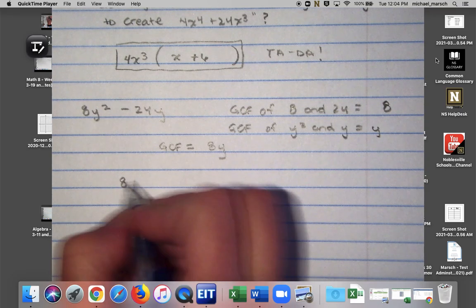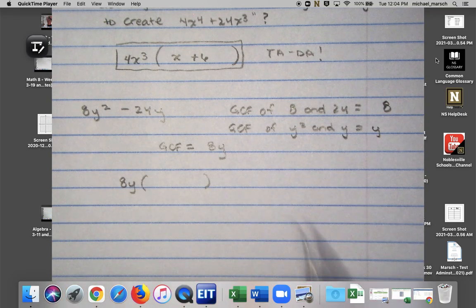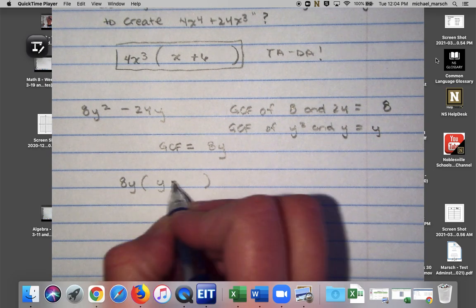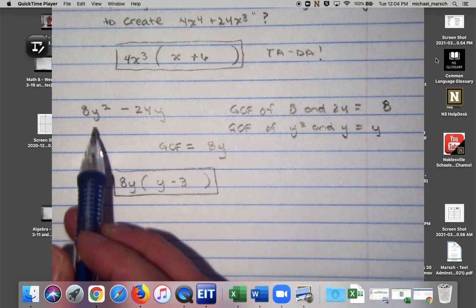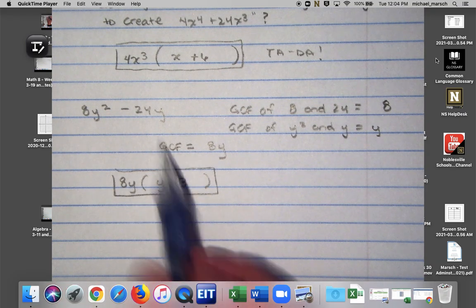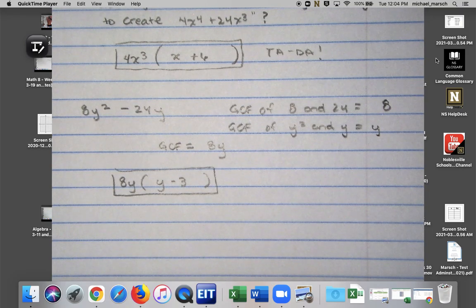So I'm going to say, all right, 8y times what will make 8y squared minus 24y? Ben, what do you think? Y minus 3. Perfect, because 8y times y gives me the 8y squared. 8y times 3 gives me the negative 24y.